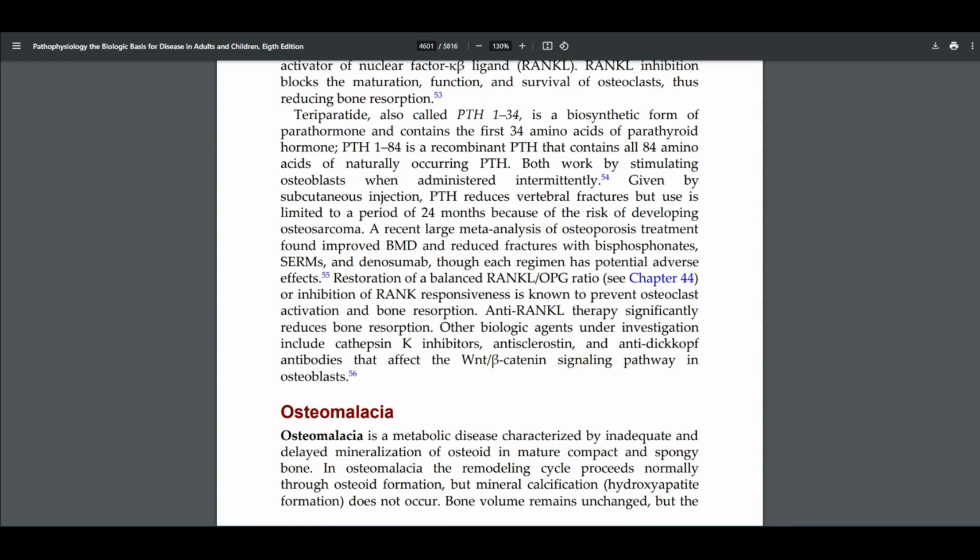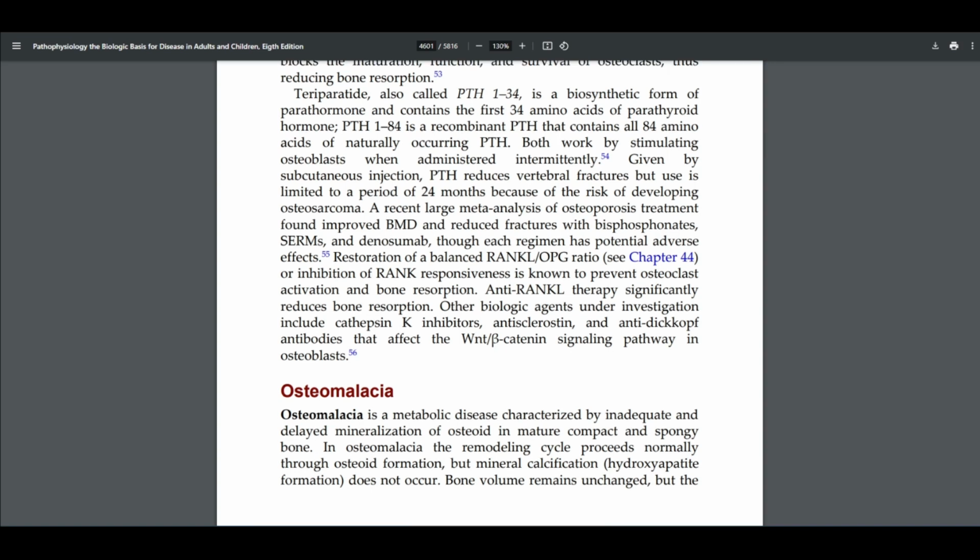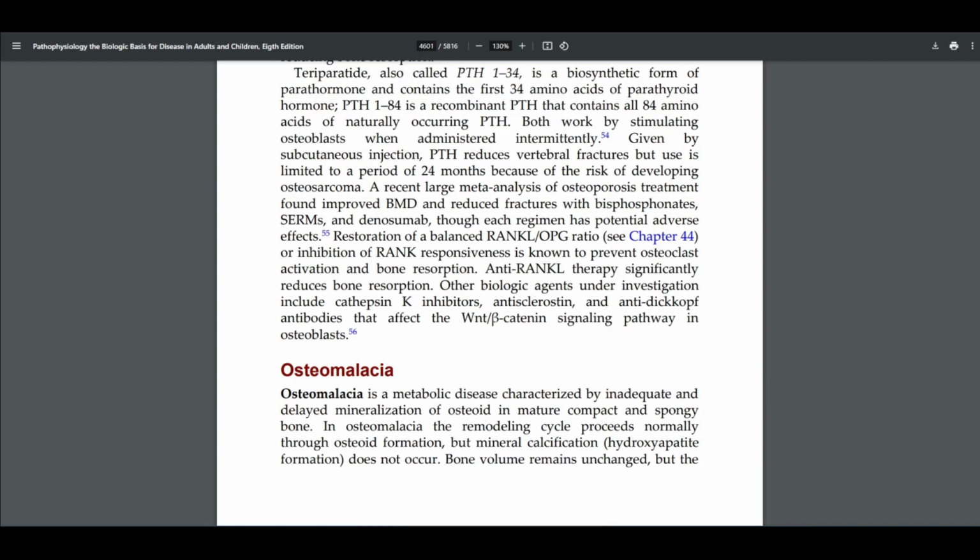osteosarcoma. A recent large meta-analysis of osteoporosis treatment found improved BMD and reduced fractures with bisphosphonates, SERMs, and denosumab, though each regimen has potential adverse effects. Restoration of a balanced RANKL-OPG ratio or inhibition of RANKL responsiveness is known to prevent osteoclast activation and bone resorption. Anti-RANKL therapy significantly reduces bone resorption.